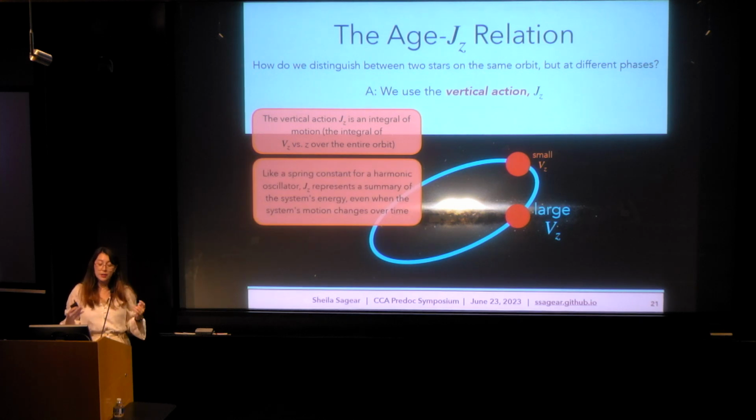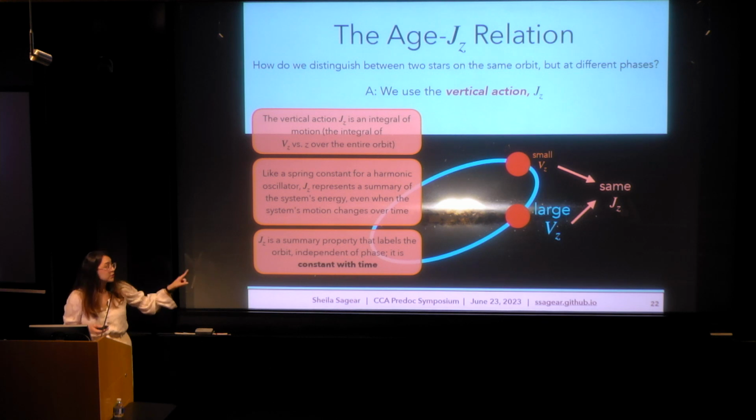I can describe it as akin to a spring constant for a harmonic oscillator. JZ represents a summary of the system's energy even when the system's motion, this star orbiting the galaxy, changes over time. So just like how a mass on a spring would change velocity and position over time, but have the same spring constant, JZ would label this specific system by its energy, no matter which phase you're observing it during. So these two stars, even though they're on different phases of the same orbit, would have the same JZ.